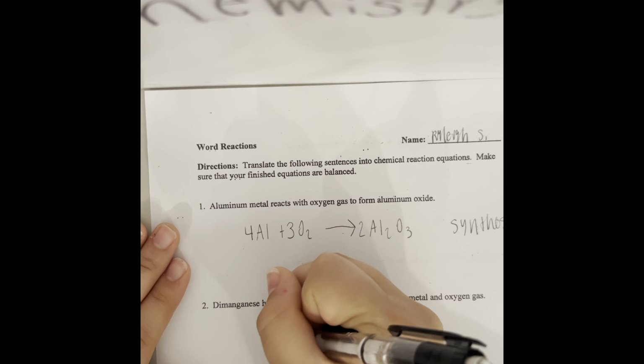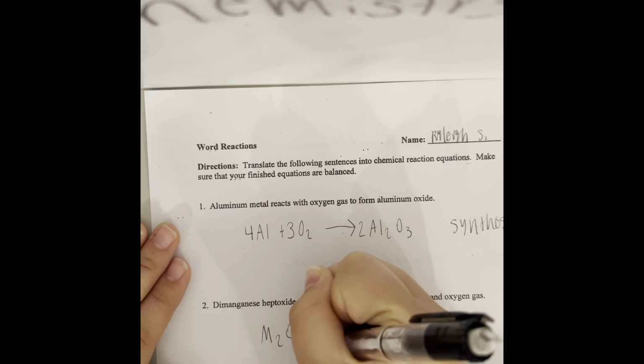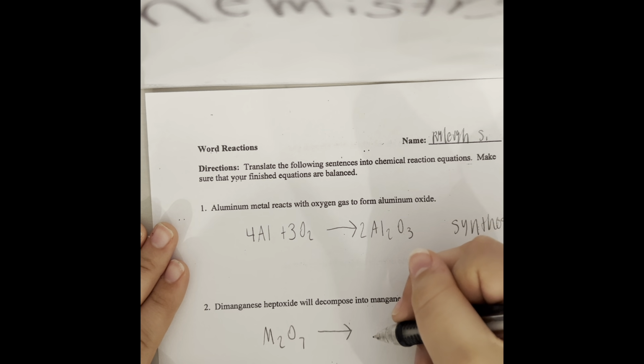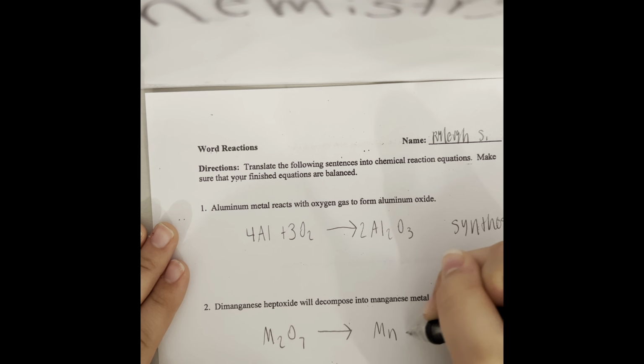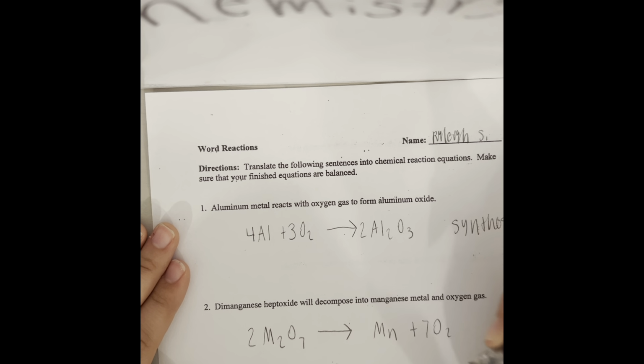So di means 2, so Mn2O7, 2 manganese metal, so just Mn, plus O2 because Brinkelhoff. Then we have to balance. So you obviously can't leave it like this. And because there's a 7 and a 2, I'm going to put 2 here and a 7 here to make it both 14. And then now we have 4 of them.